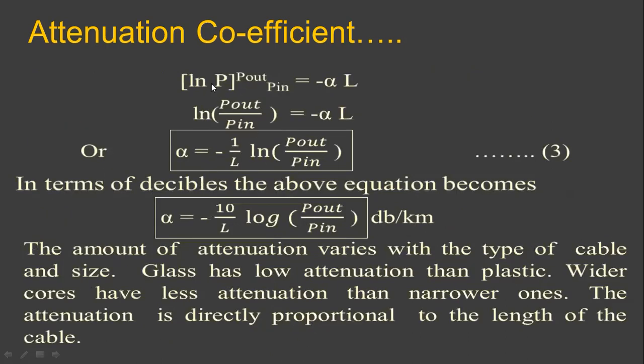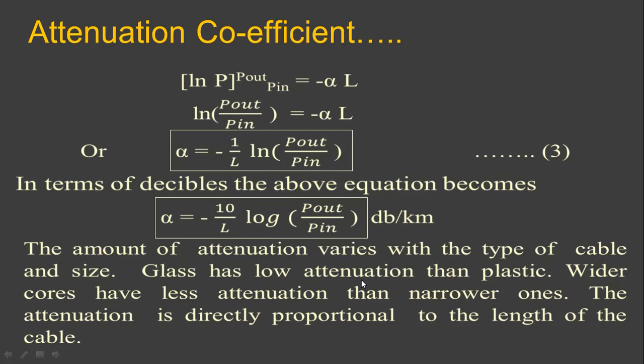After integration, it becomes ln of P out by P in as the integration limits is equal to minus alpha into capital L, because the integration of dL is L. So this can be written as ln of P out by P in is equal to minus alpha into L, or alpha is equal to minus 1 by L into ln of P out by P in. In terms of decibels, the above equation becomes alpha is equal to minus 10 by L into log of P out by P in, in decibel per kilometer.